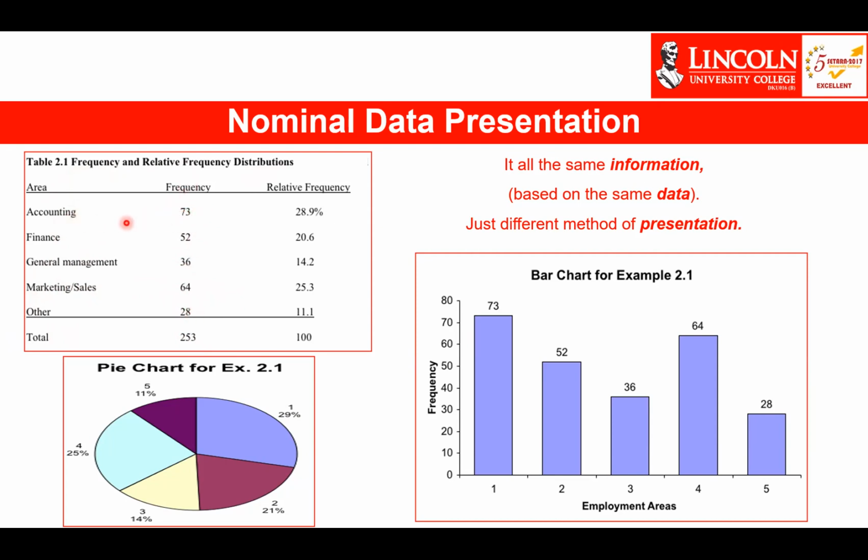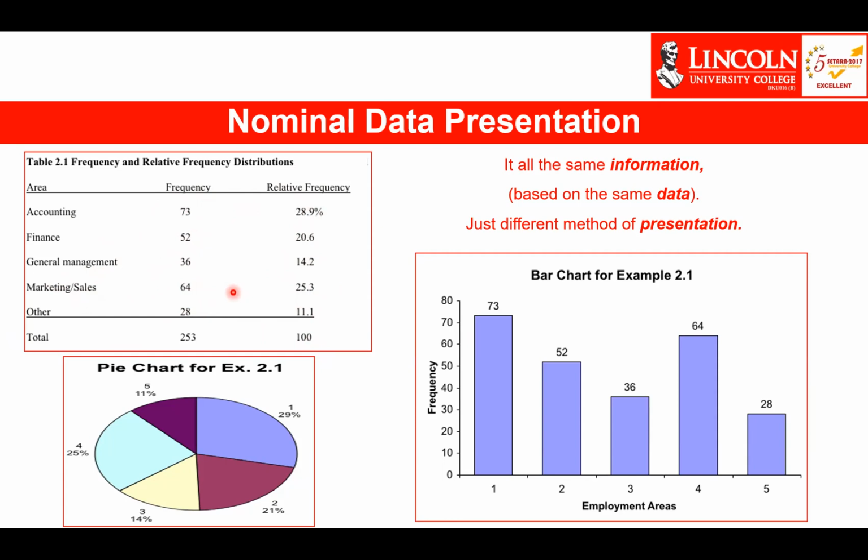Now, 73, which is accounting, sums up to 28.9% of the entire area. Finance, which is 52, sums up to 20.6% of the entire area. General management is 36, which sums up to 14.2% of the entire area. Marketing, which is 64, sums up to 25.3% of the entire area. While other is 28, which sums up to 11.1% of the entire area. So when you sum these together, this will give you 100%. So this is what a frequency distribution table is all about. You must have this column.